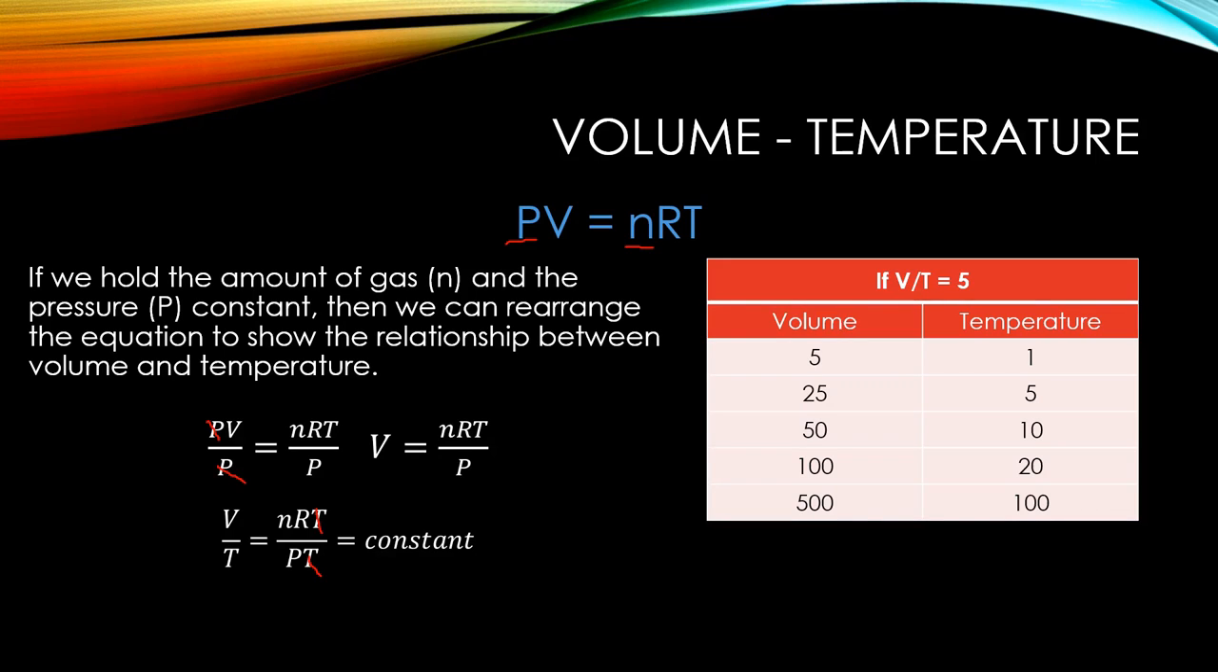This means that volume and temperature are directly proportional, meaning that if one increases, the other must increase. This little sign here is the proportionality sign. If you see that between two symbols, that means that they are directly proportional. If one increases, the other must increase, and if one decreases, the other must decrease.